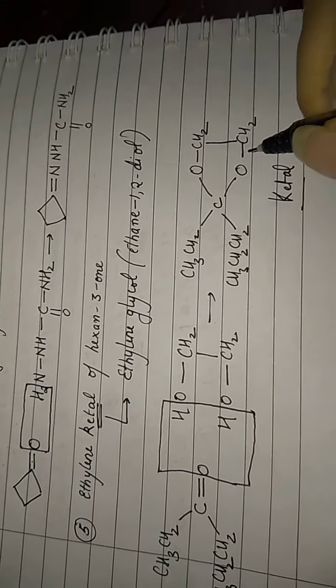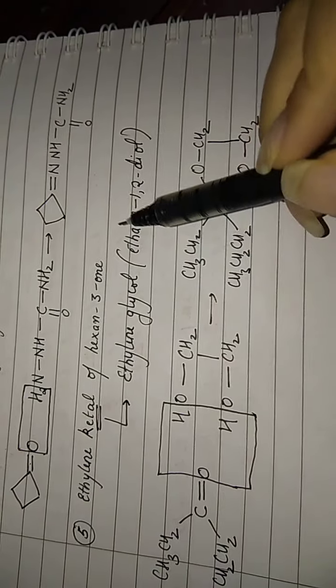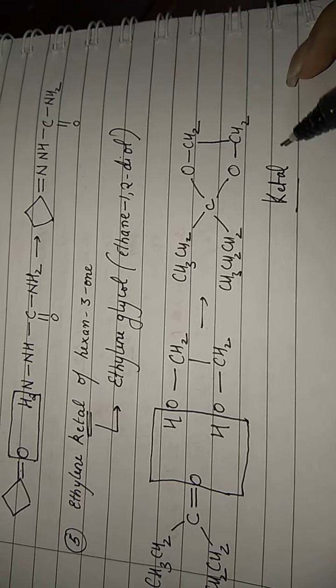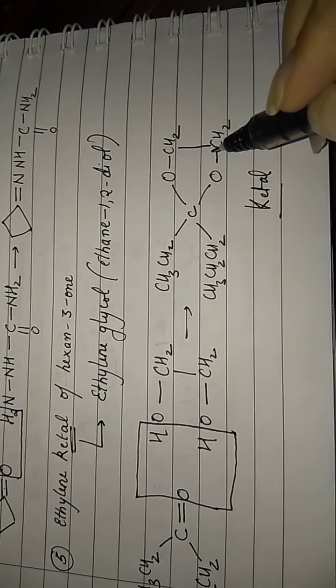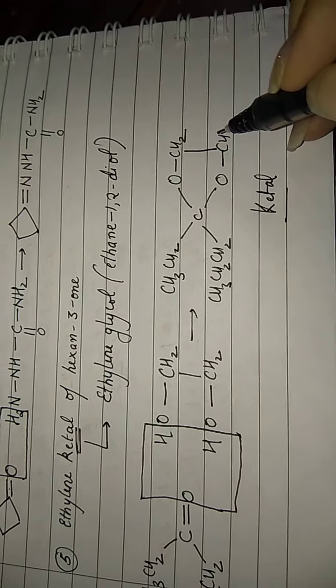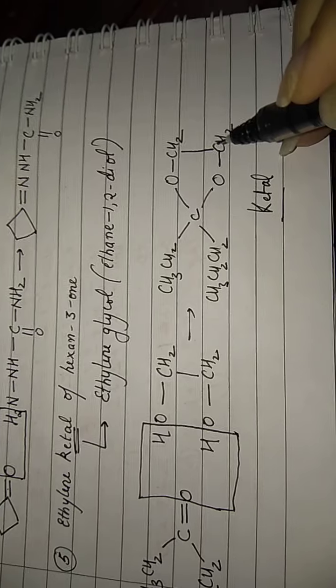Okay, this kind of compound is called an ethylene ketal. So what will you call this? Ethylene ketal of hexane 3-one, or you can also call it hexane 3-one ethylene ketal. I repeat, you will call this compound ethylene ketal of hexane 3-one, or you can also call it hexane 3-one ethylene ketal.